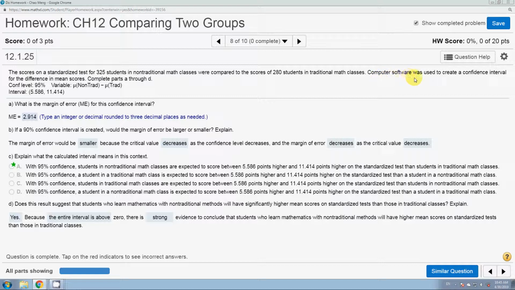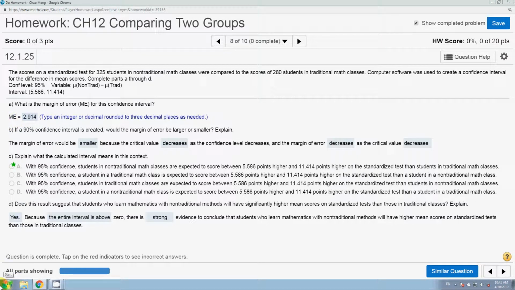So computer software was used to create a confidence interval, so we don't have to do the calculation for the confidence interval, which is good. So they're comparing two groups. So the first question is, what is the margin of error for the confidence interval? So we are given the interval, so lower limit, upper limit. Then we are going to calculate the margin of error.